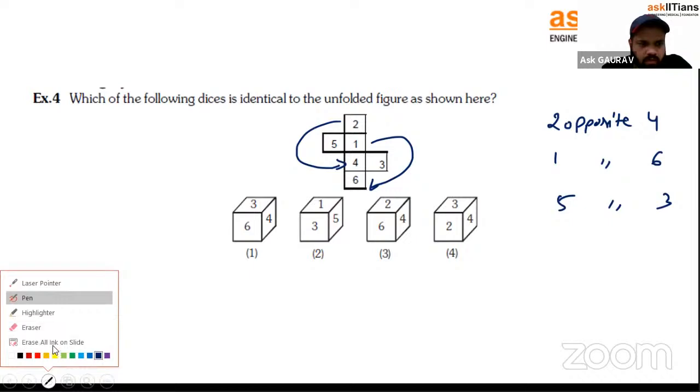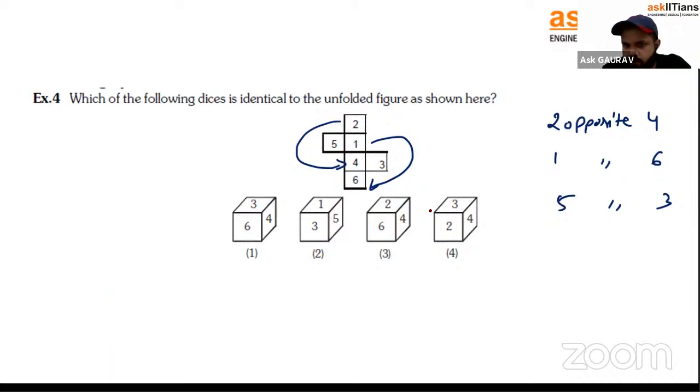Now see, just eliminate the options. 3 is opposite to 5, so the second option cannot be there because here 3 is adjacent to 5. So it is not. 2 is opposite to 4, so this option is also eliminated because it cannot be adjacent. Also in the other option, 2 and 4 are opposite, so they cannot be adjacent. The only option left is your first option, right?